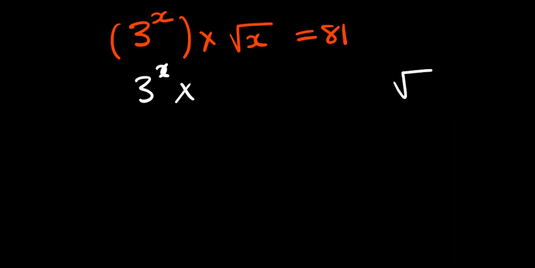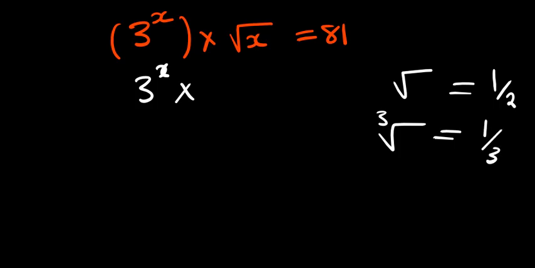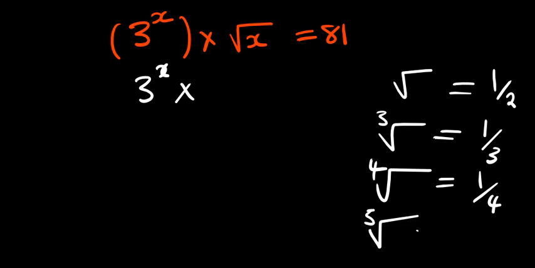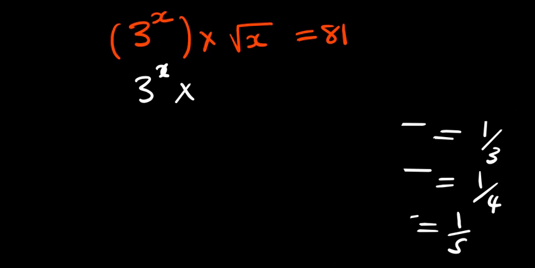All the while we've been solving, you've realized that the square root is just the same as 1 over 2, right? Then the cube root is 1 over 3. The fourth root is 1 over 4, the fifth root is 1 over 5, the sixth root, like that, that's how it is. So if you see something like this, be quick to catch on that this is what they're asking about.